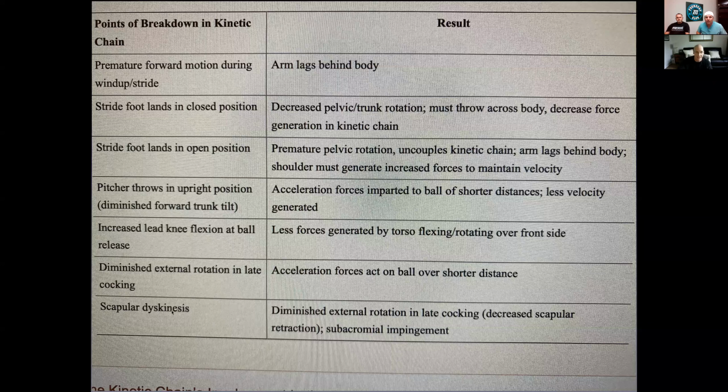Likewise, this last portion here, scapular dyskinesis. This is, again, what we're going to be mainly focusing on. What happens is you have diminished external rotation because the scapula doesn't move the way it's supposed to, and you're trying to generate that external rotation and velocity, so it causes injuries to the structures within it.